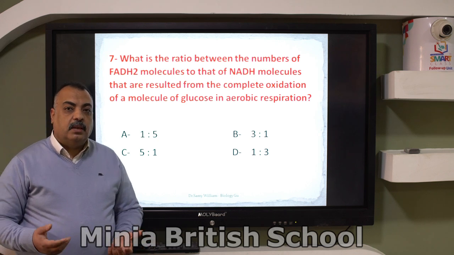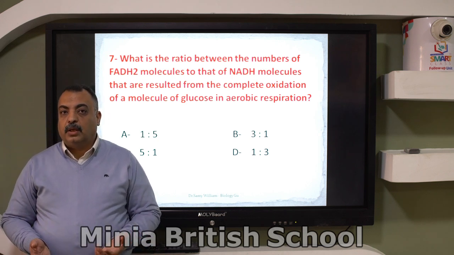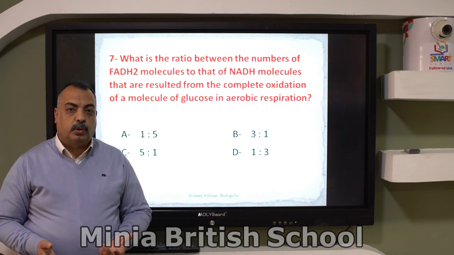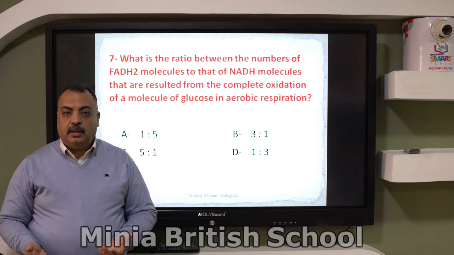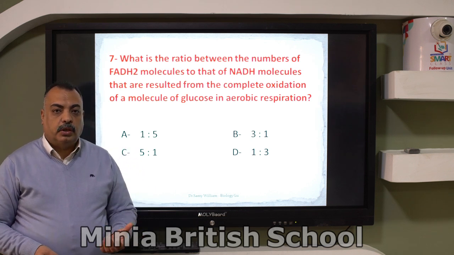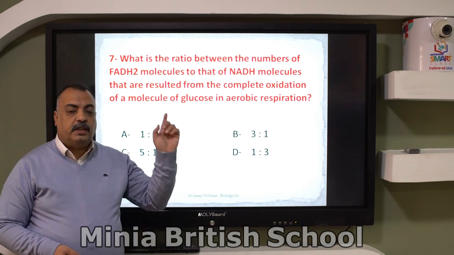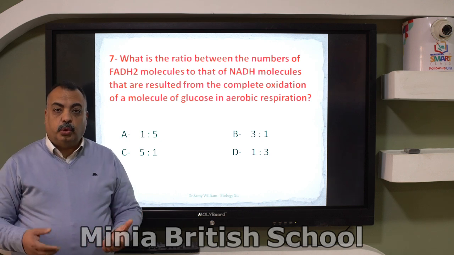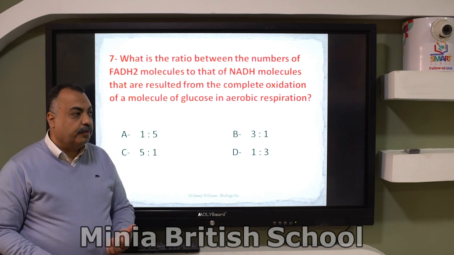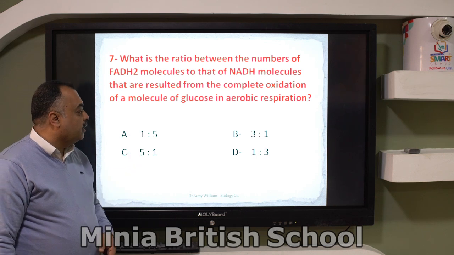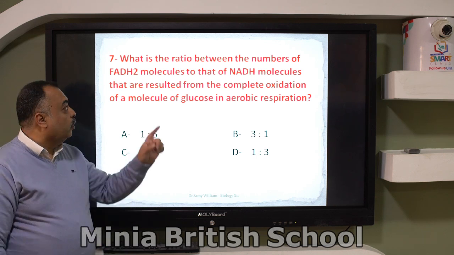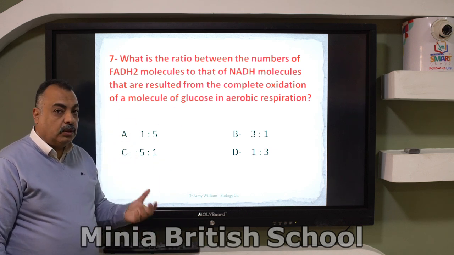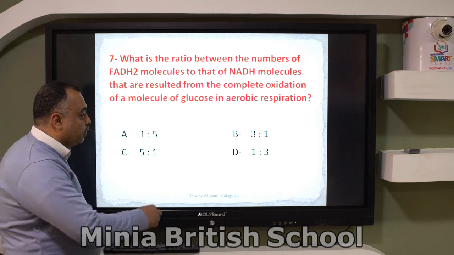We know that the NADH in complete oxidation in aerobic respiration of one glucose molecule equals 10 NADH and FADH2 equals 2. So FADH2 to NADH is 2 to 10, which is 1 to 5. So the result here is 1 to 5. Yes, we begin with FADH2, not NADH. So 1 to 5 is the correct choice.